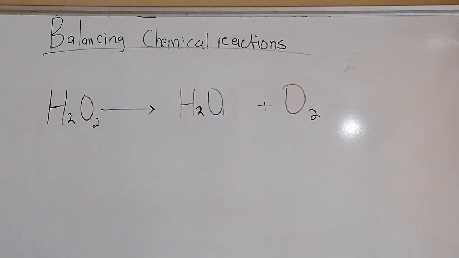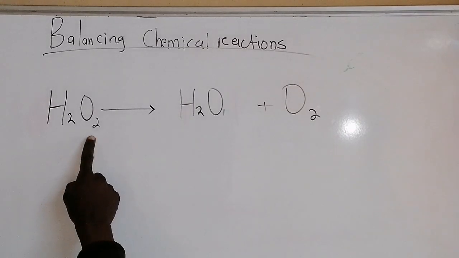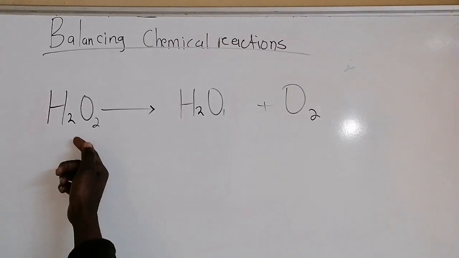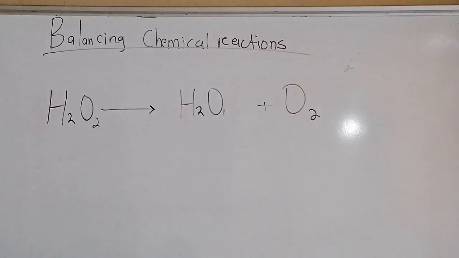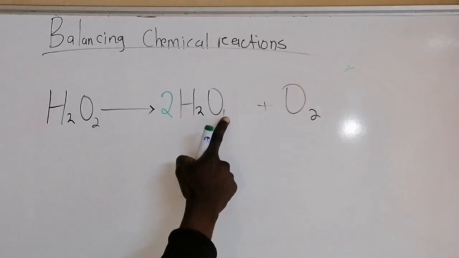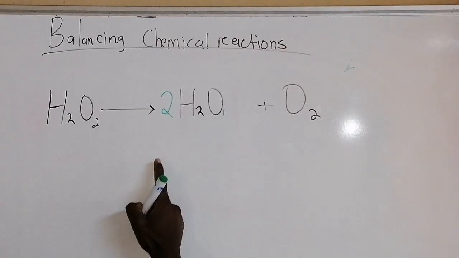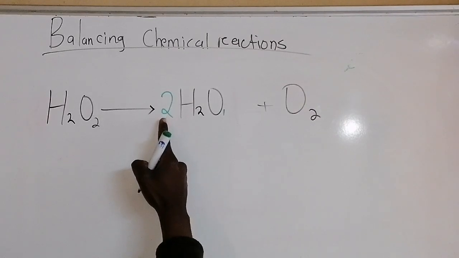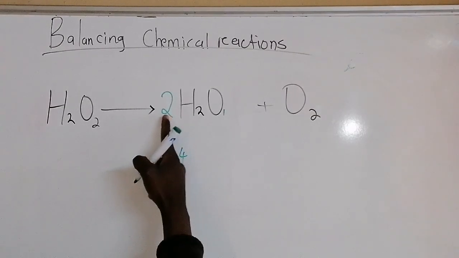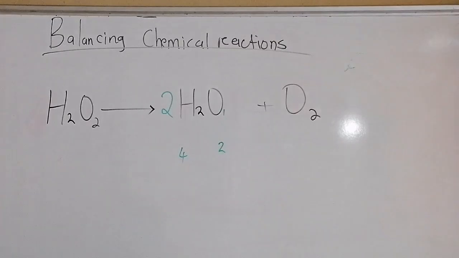So what are we going to do? We need to make this side have 3 oxygen atoms, as we have on the right hand side. But how are we going to do that? The first thing that we can do is put the 2 here, so that we can have 2 oxygen atoms. But now, what are we having? We have this times the subscript of H, we have 4, right? Then this times the subscript of O, we have 2, right?